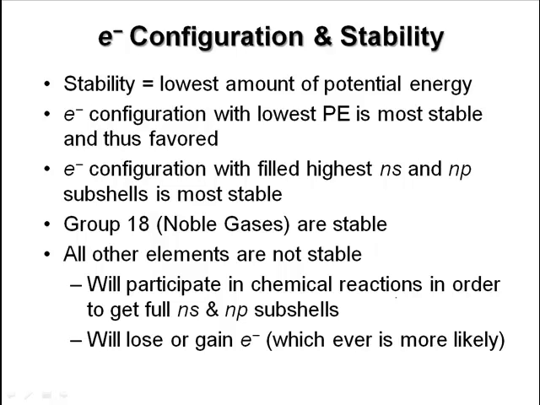for tin or lead, tin is 5s2 5p2. So tin has these valence electrons. There are 4 total. If it loses just the ones from the p, it loses 2. If it loses just the ones from the s, it loses 2. If it loses all of them, it loses 4. Although if it loses all 4, it would be like a noble gas. If it loses only 2, it's just going to be like strontium, which isn't as stable.